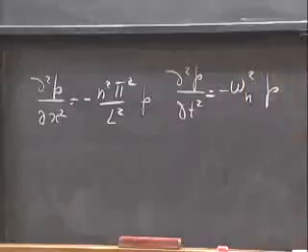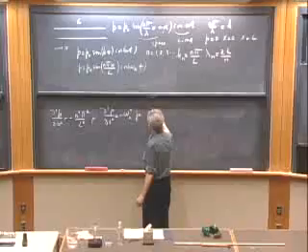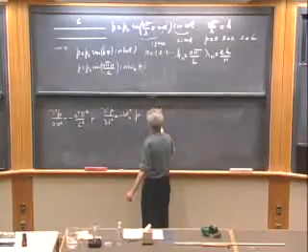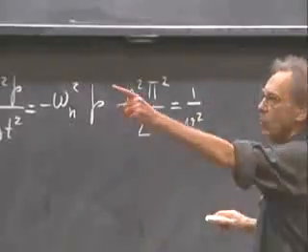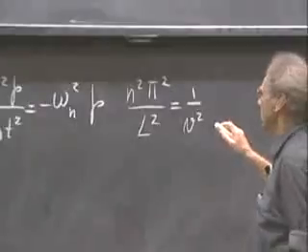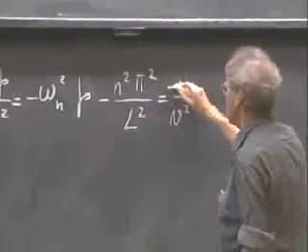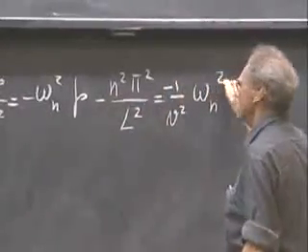And now we are in business, because now the wave equation will tell us the connection between the two. It tells us that n squared times pi squared divided by L squared is now 1 over v squared. That is the 1 over v squared that I have there. And there's a minus sign here, and there's a minus sign here, times omega n squared.